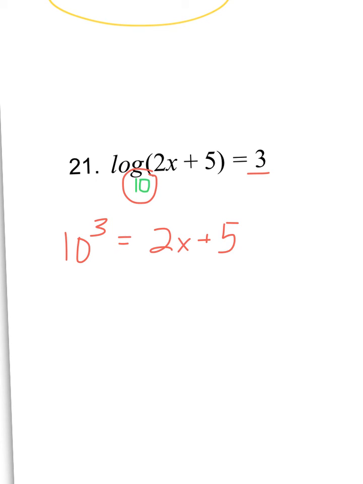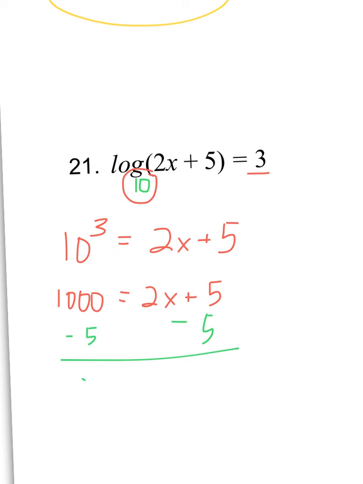So 10 cubed is 10 times 10 times 10. So I know that's 100 times 10, which is 1,000, equals 2x plus 5. And you can use a calculator for that if you don't know how to multiply by tens, although you should. It's Algebra 2. So then subtract 5 and get 995 equals 2x divided by 2.